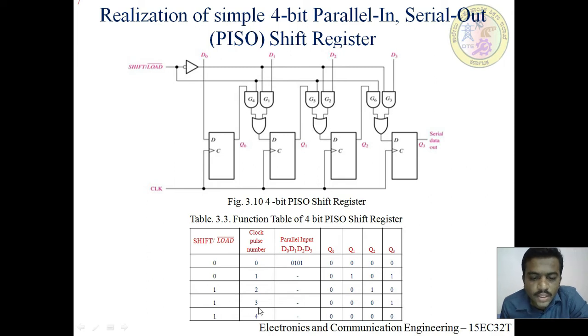When the third clock pulse is applied, the bits are shifted to the right by 1 bit position. Value of Q0 will be shifted to Q1. Value of Q1 will be shifted to Q2. Value of Q2 will be shifted to Q3. Hence, at the output Q3, we will get a binary 1.